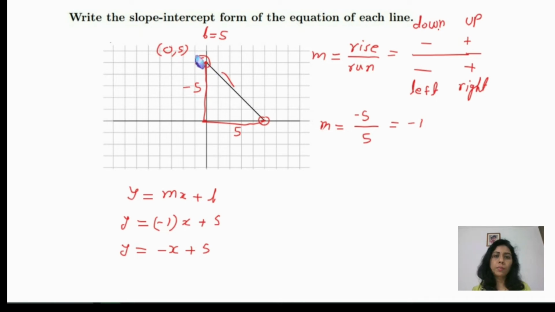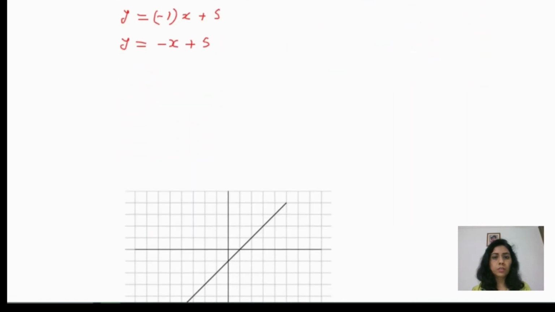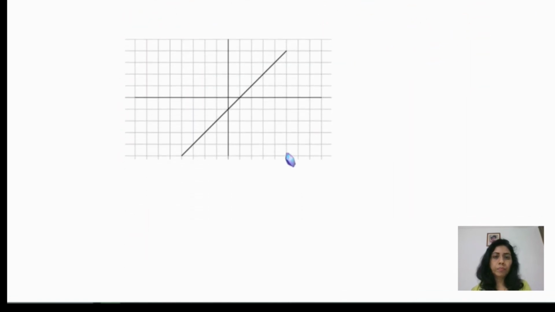First you have to find the y-intercept, then find another point, and then make a triangle which is called a slope triangle, and then find the slope from it. If you know these properties, you can easily find the slope. And when you have found the slope and y-intercept, you can simply put them in this equation y equal mx plus b and get the answer. So very simple questions. Here is another question.